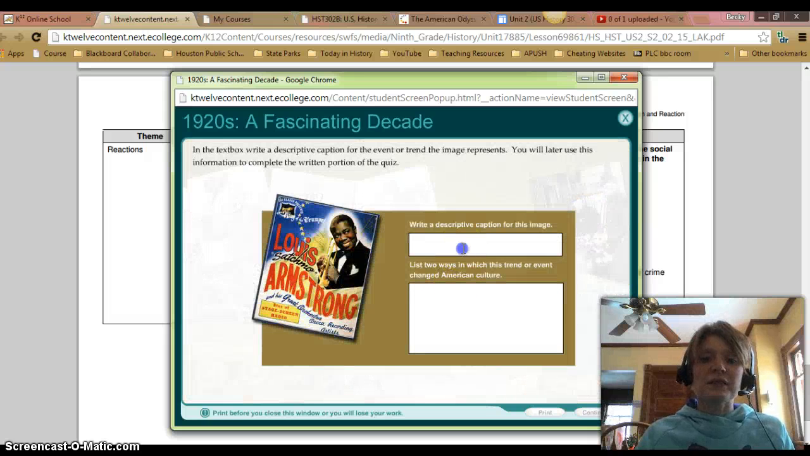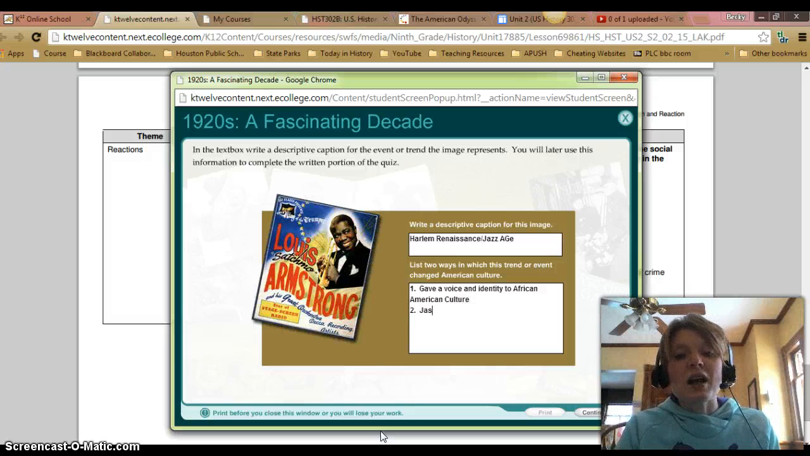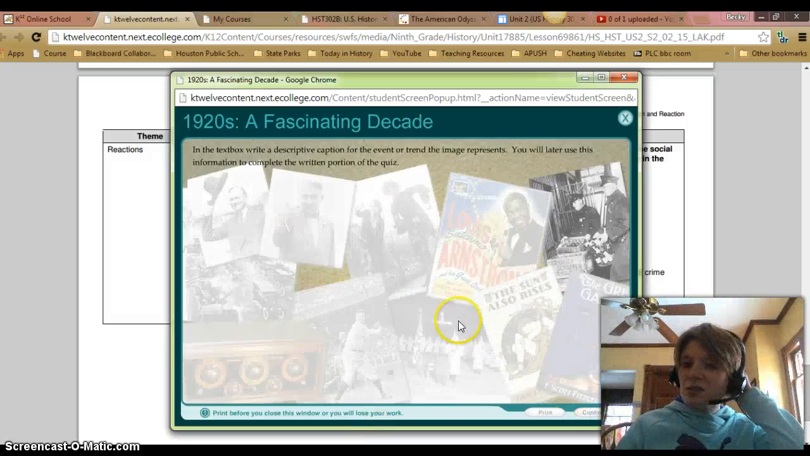And we have the Harlem Renaissance, the Jazz Age, there with Louis Armstrong. So we could talk about the Harlem Renaissance, gave a voice and identity to African American culture. And jazz, if we talk about jazz in particular, was the music of the 1920s. Why it's also sometimes called the Jazz Age.